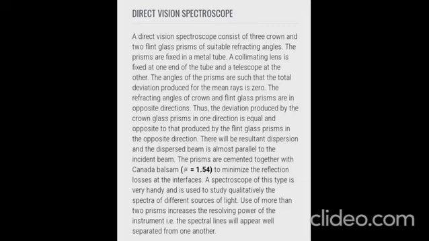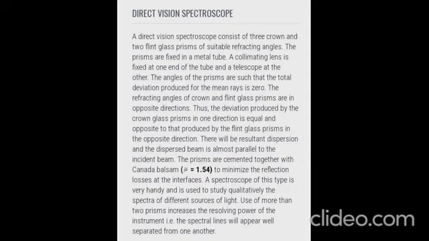In this video, we are going to learn about the direct vision spectroscope. The direct vision spectroscope consists of three crown and two flint glass prisms of suitable refracting angles. The prisms are fixed in the metal tube A. The collimating lens is fixed at one end, and at the other end is the tube of the telescope. The angles of the prisms are such that the total deviation produced by the mean ray is 0. The refracting angles of the crown and flint glass prisms are in opposite directions.